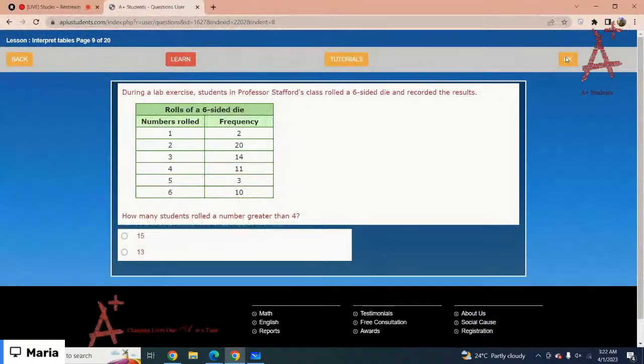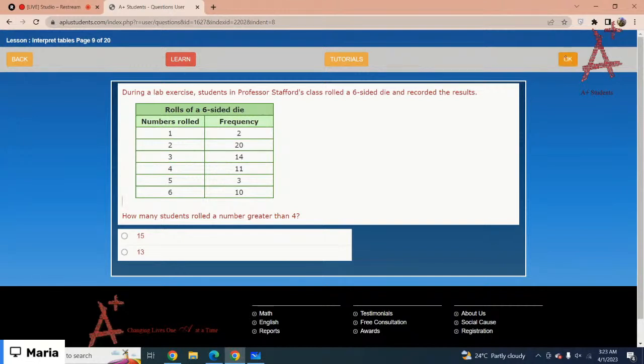During a lab exercise, students in Professor Stafford's class rolled a six-sided die and recorded the result. So here is the result of the six-sided die. Got it? You are given the numbers rolled and the frequency. How many students rolled a number greater than 4? You have to just add all the values that are greater than 4.